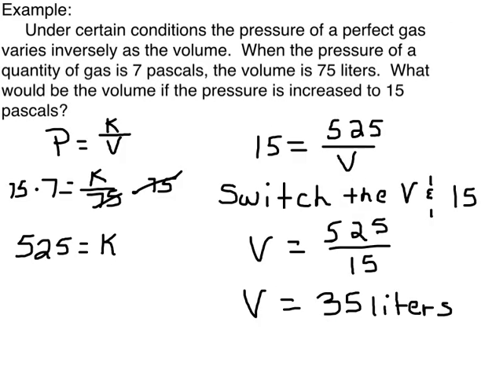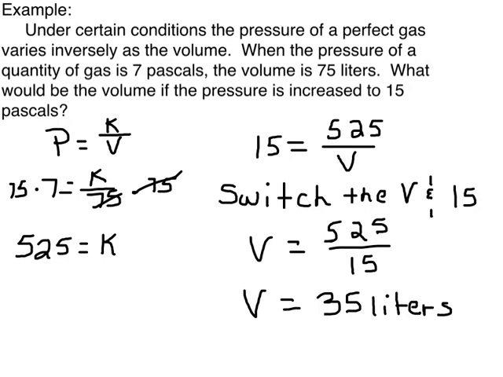Here's an example problem. Under certain conditions, the pressure of a perfect gas varies inversely as the volume. When the pressure of a quantity of gas is 7 pascals, the volume is 75 liters. What would the volume be if the pressure is increased to 15 pascals?